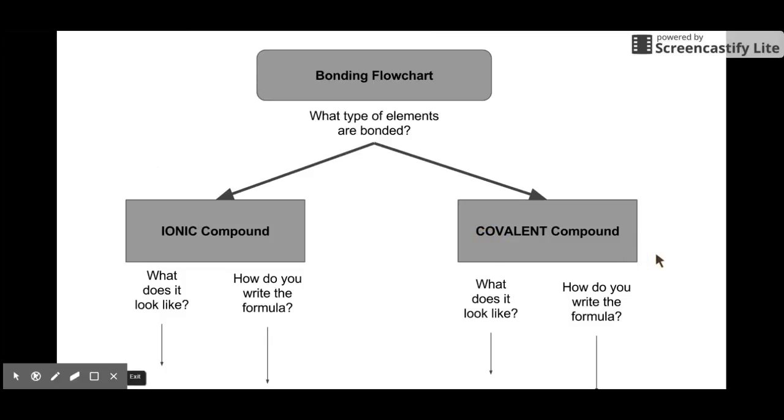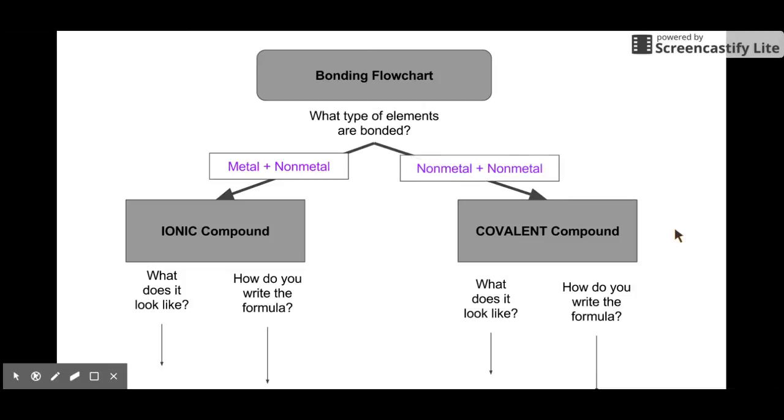So here's kind of the bonding flow chart. There are 2 big types of bonds: ionic bonds and covalent bonds. Now you need to know which type is which, so we're going to start out there. If you see a metal attached to a nonmetal, that's an ionic compound. If you see a nonmetal attached to another nonmetal, that is a covalent compound. That is your key way of knowing whether it is an ionic bond or a covalent bond. And we're going to talk about each of these individually, starting with the ionic compound.